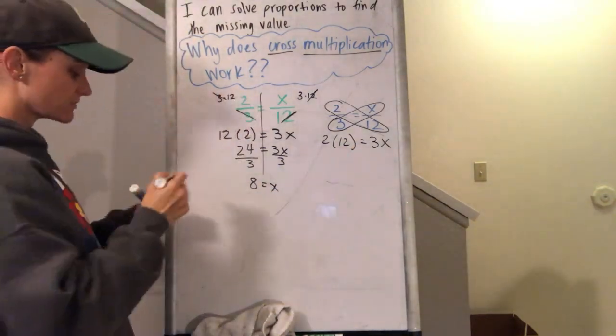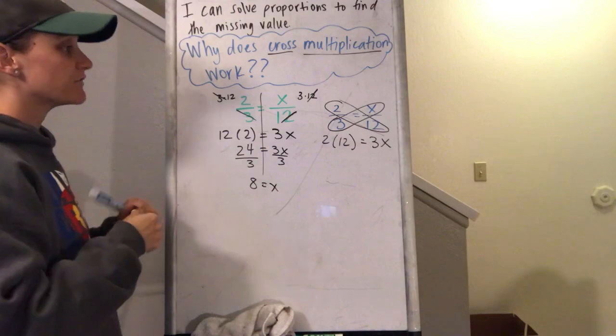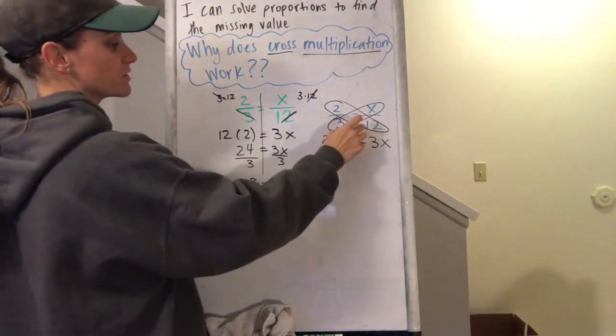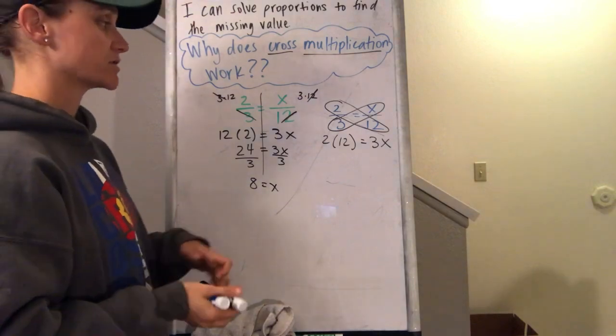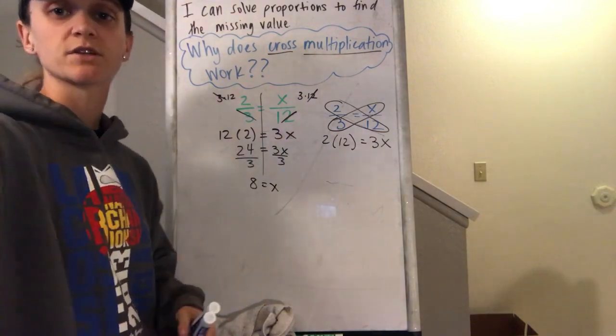So you can use fraction busters if you like, or if you have two fractions with an equal sign in the middle, you're welcome to use cross multiplication. And I'll have a video after this that goes into more detail how to do cross multiplication, but I just want to explain how it works.